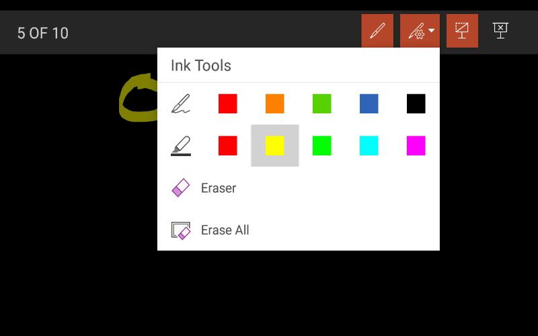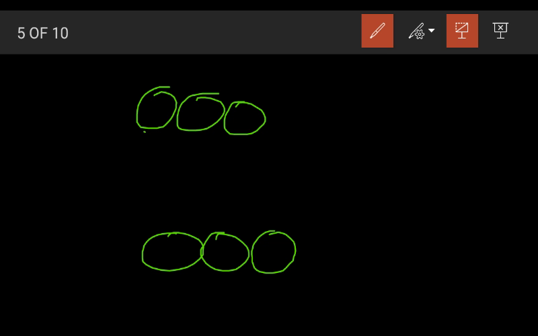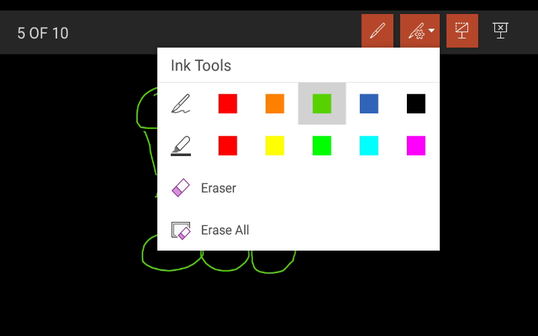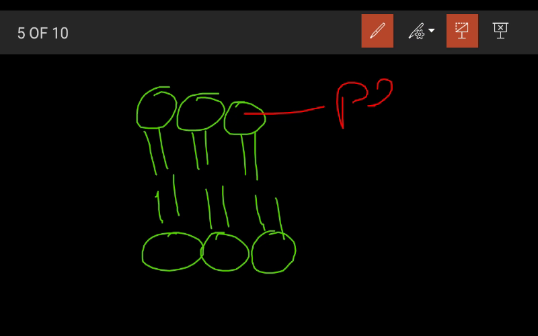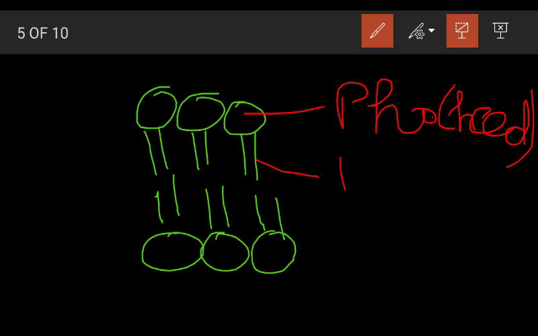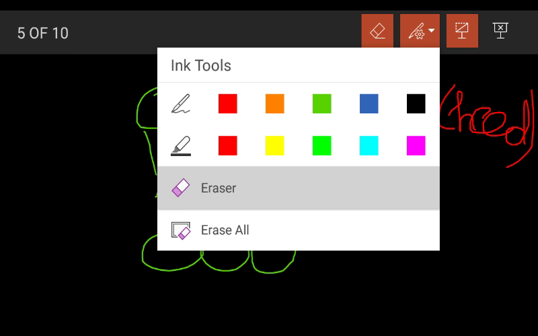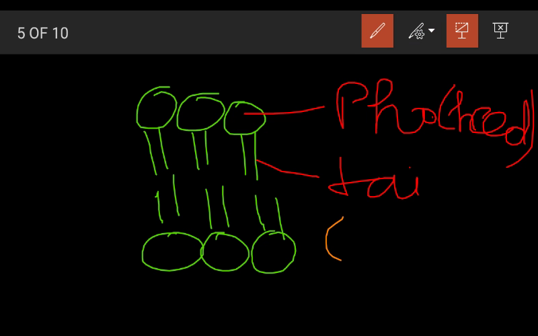Let me have a pen. 1 2 3, 1 2 3. These are the lipids. This is the phosphate, the head, and this is the tail portion, which is fatty acid, or you can call it lipid, right?